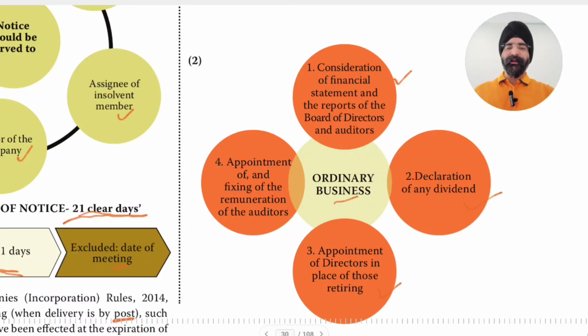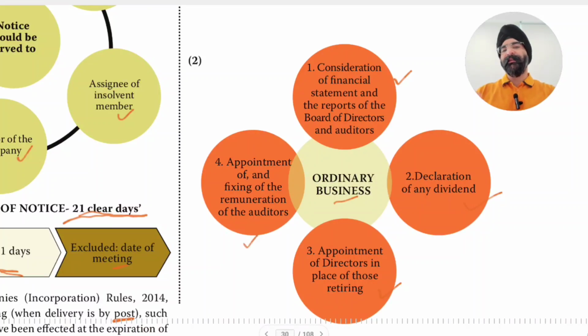Then appointment of directors in place of those retiring. If there is a fresh appointment of a director, then that will be done in special business. Regularization of a director, where he ceases to be a director in this AGM, can be considered here. And directors retiring by rotation is applicable to certain companies, so that will be considered appointment of directors in place of those retiring. And last is appointment and fixing of remuneration of the auditors.